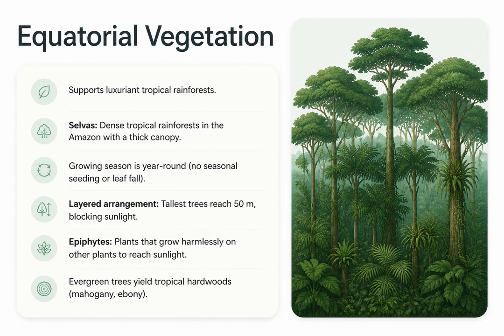The tallest trees shoot up to 50 meters to form a thick canopy, which blocks most sunlight from reaching the forest floor. Because it's so dark down below, many plants adapt by becoming epiphytes. These are fascinating plants that actually grow on the trunks and branches of taller trees, just to reach the sunlight, pulling moisture right out of the humid air.